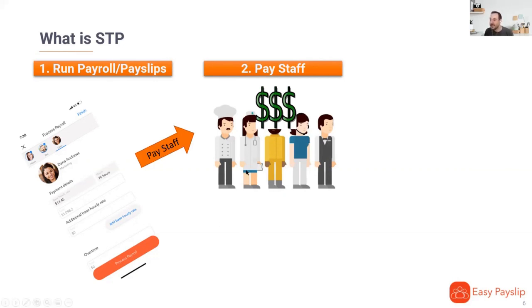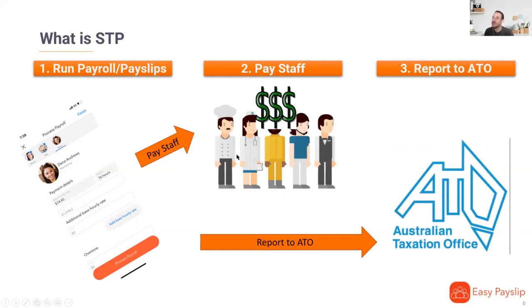What STP says is that once you've done that, you then need to report that information to the ATO in real time. So doing your payslips and paying your staff doesn't change, but when you do that, you now have to report that information electronically to the ATO each payday. And that is the basics of what STP is. It doesn't change any of your other reporting requirements. You or your accountant still need to do business activity statements. You still need to fill in the wages section in your BAS.